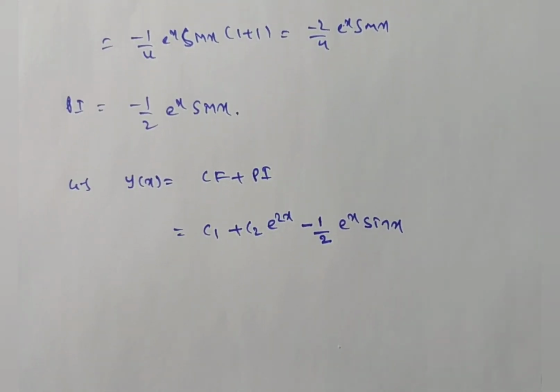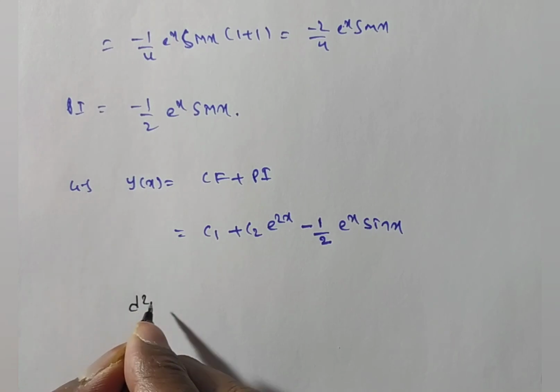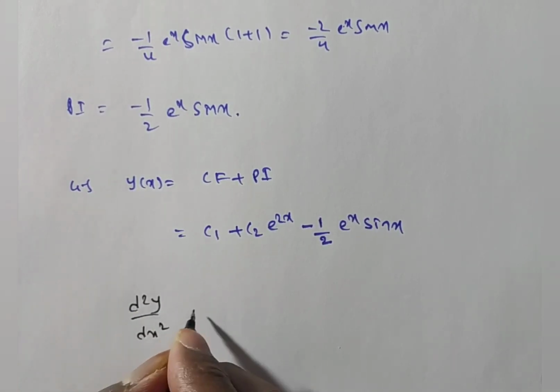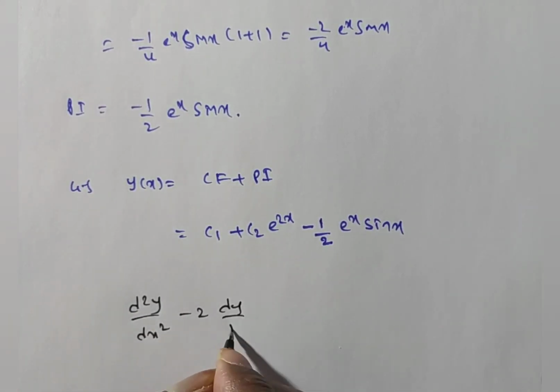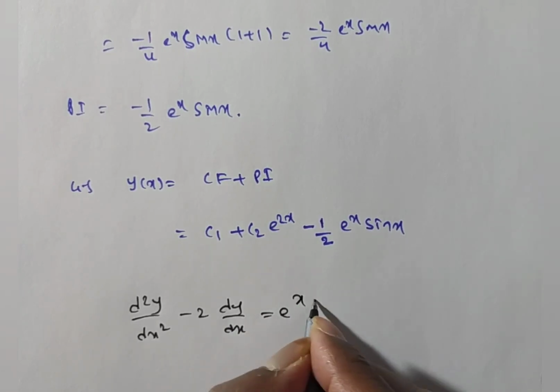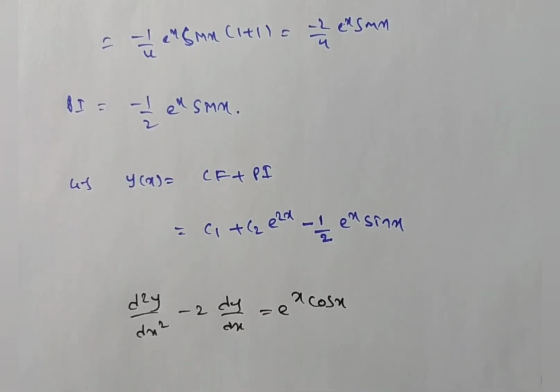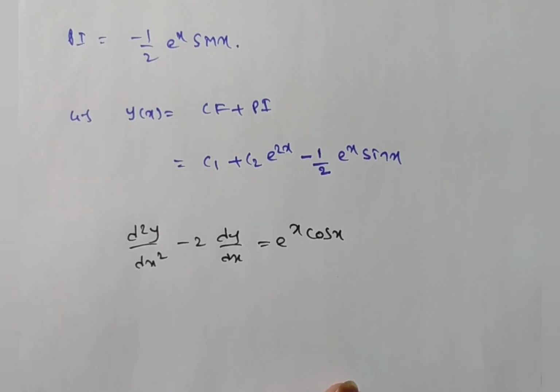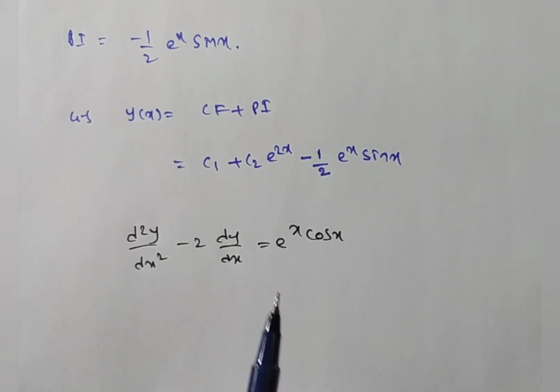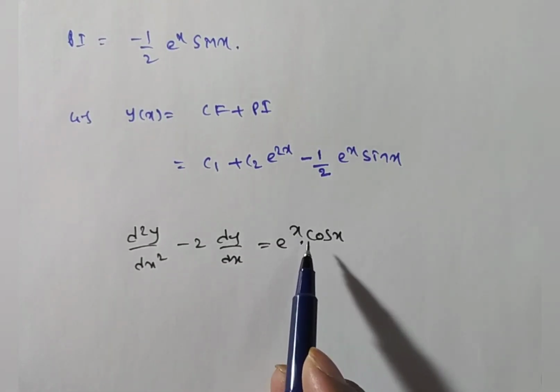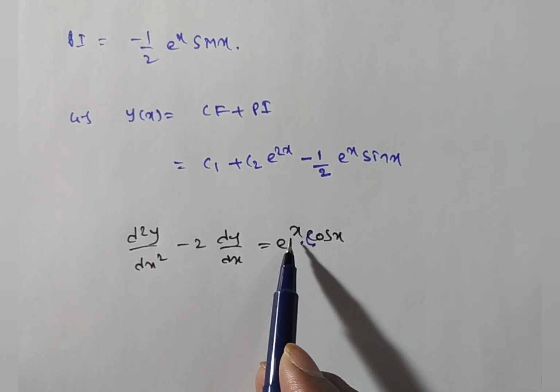Friends, same problem, just with a change. You see, solve d square y by dx square minus 2 into dy by dx is equal to e to the power of x into cos x. So friends, you try to solve this problem. I will tell you the answer. Which formula you have to apply? In the previous one, this is e power x into cosine x, not x cosine x.